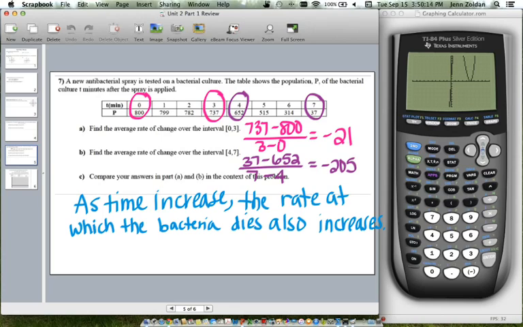Okay, because that negative 21 means that they killed off 21 bacteria over the course of those 3 minutes, and then the negative 205 means that they killed off 205 bacteria over the course of those 3 minutes. So as time increases, the rate at which the bacteria dies also increases.